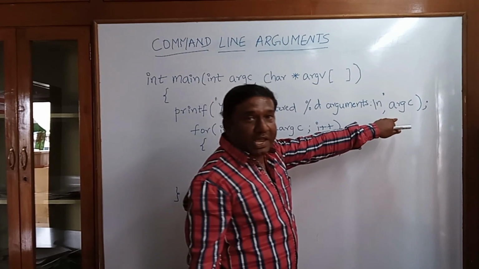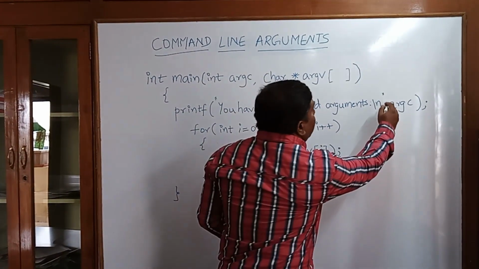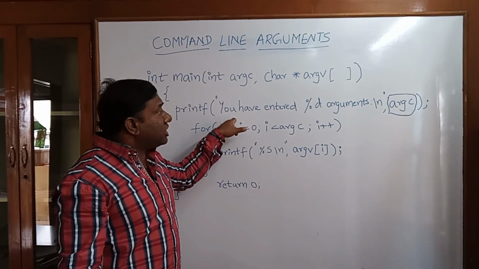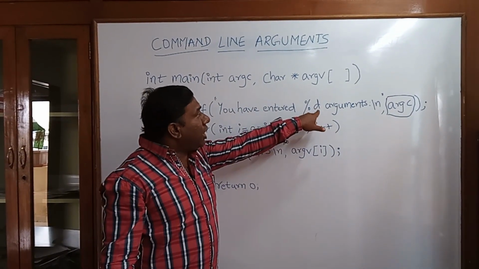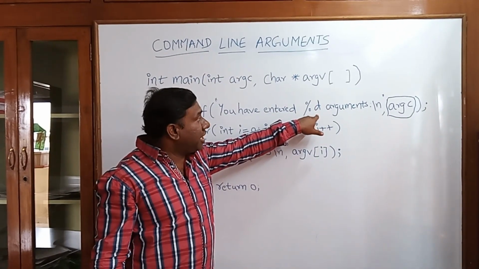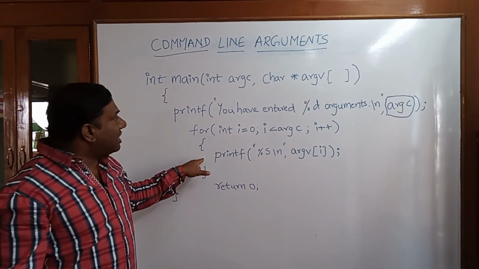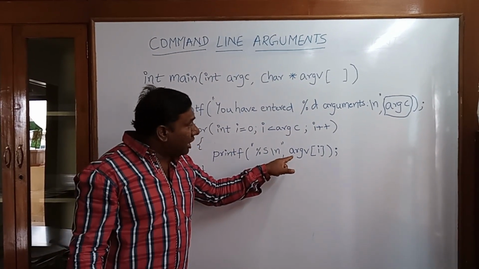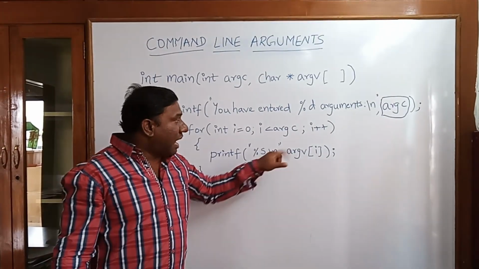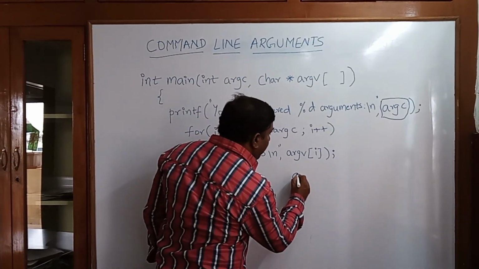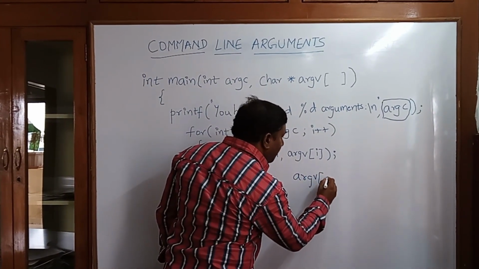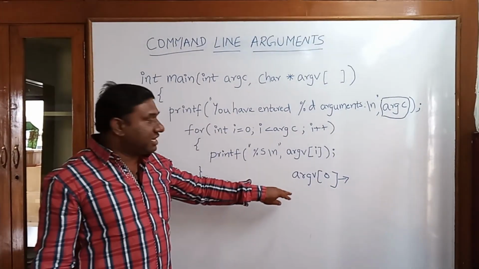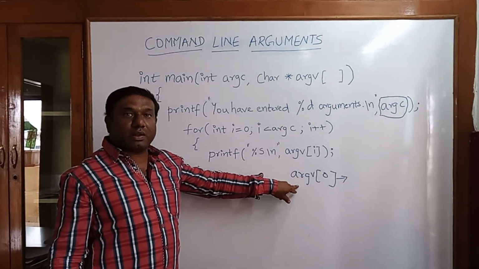If you have given 5 command line arguments, this argc will hold that number, 5. So the outcome of this particular program will show how many arguments have been given in the command line. And this for loop will print all the command line arguments that have been stored in your argument vector. This array starts from argv of 0, and this argv of 0, the first element in this array, will store the name of your program.